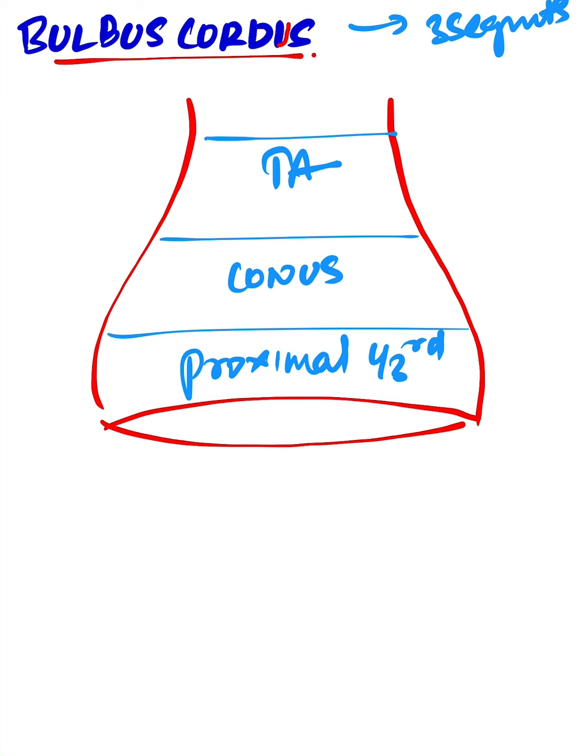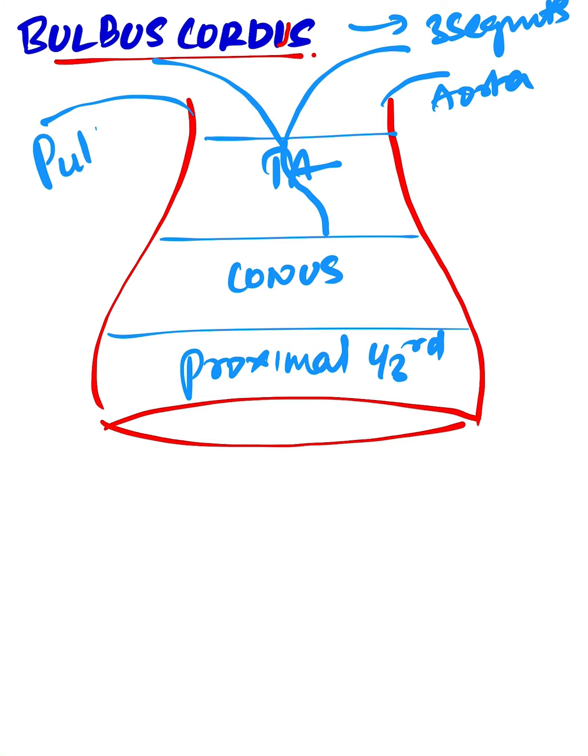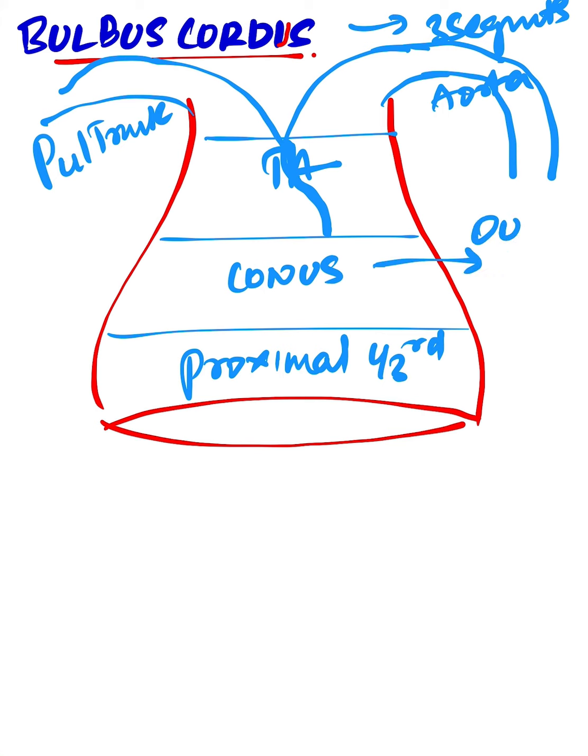See, this truncus arteriosus, by formation of a spiral septum like this, will develop into the aorta and pulmonary trunk. So this truncus arteriosus, by formation of a spiral septum, gives rise to the ascending aorta, later the arch of the aorta, that finally becomes the descending aorta, and the pulmonary trunk on the other side. Now the conus will form the outflow chambers of the ventricles, both the right and left ventricle.